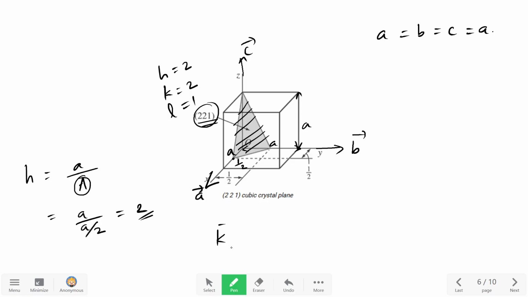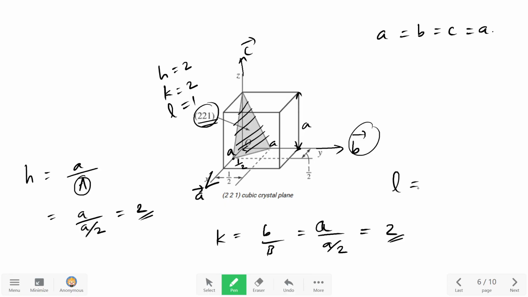Now K is equal to b divided by capital B. Here this is our B axis. On the B axis, the plane is cutting at 1 by 2, so the B value is also a by 2. This is also again 2.